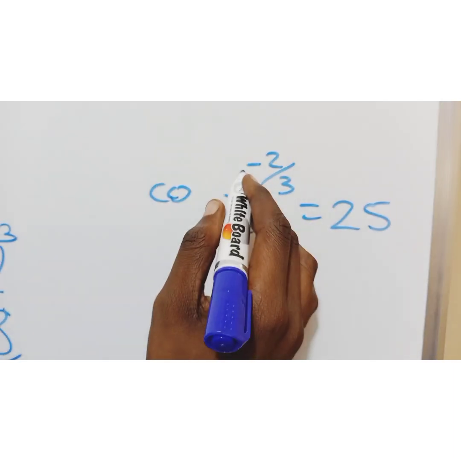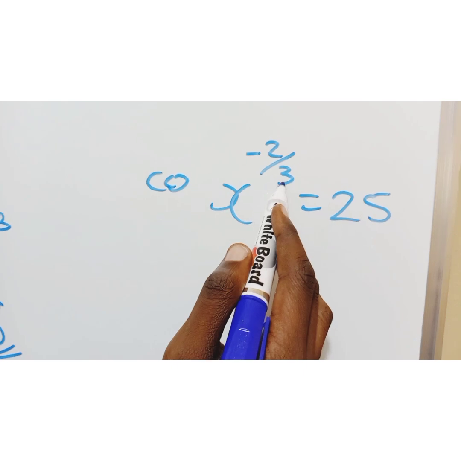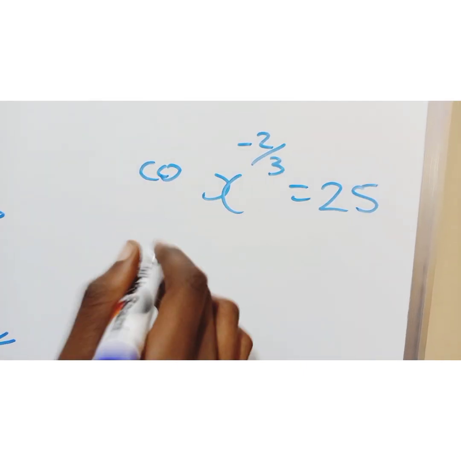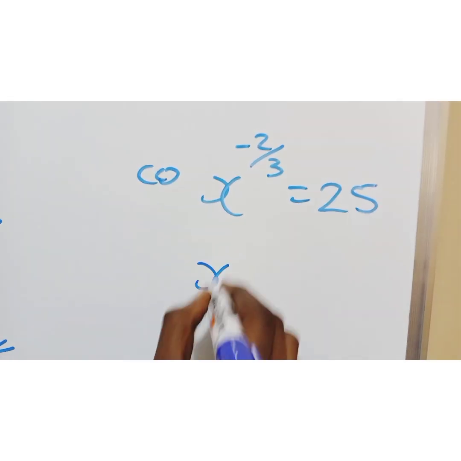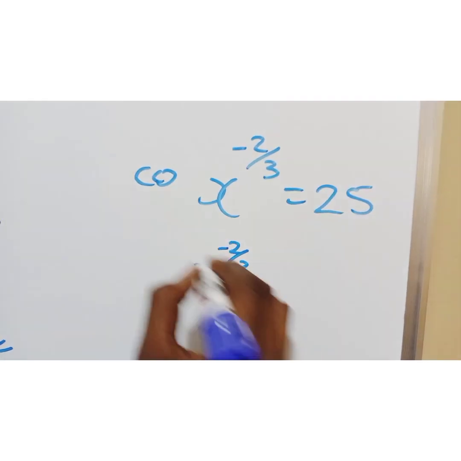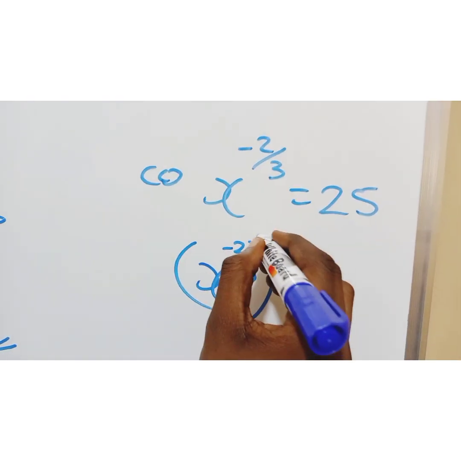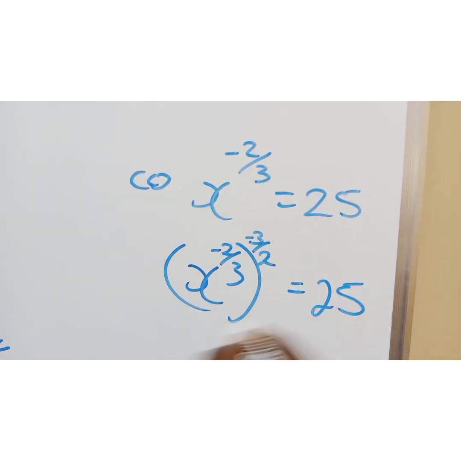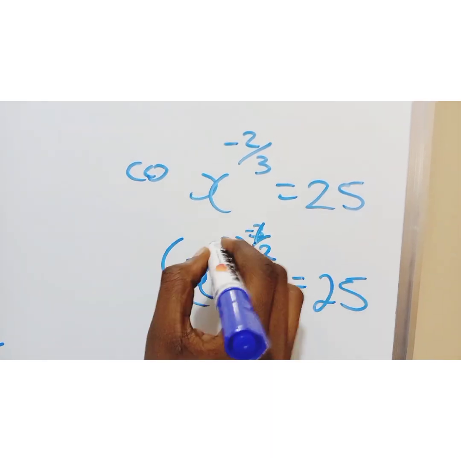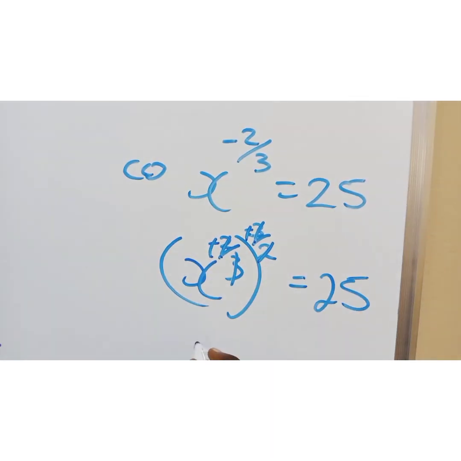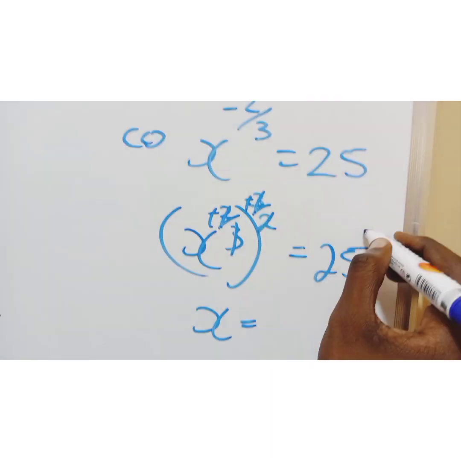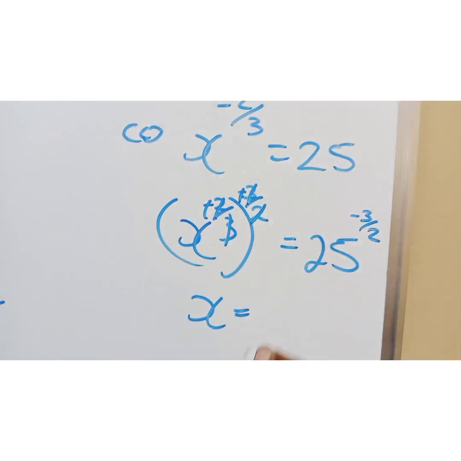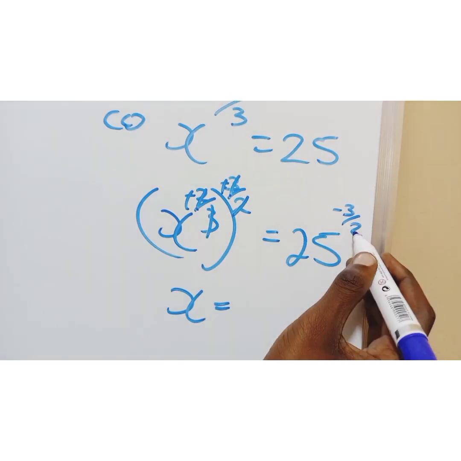Let's come here. So we have x to the power negative 2 over 3 is equals to 25. You want to find your x here, and you have seen such questions. You just reciprocate. Negative 2 over 3 becomes negative 3 over 2. Then 25. So this cancels, that cancels, that cancels. You have your x here. We put our negative 3 over 2. Remember, you put your reciprocal. So this will be 2.